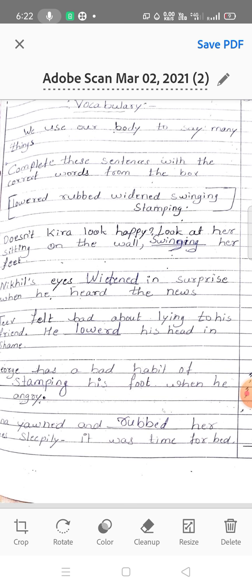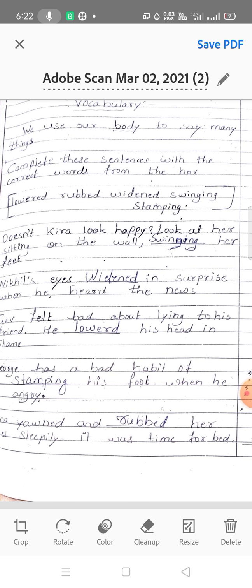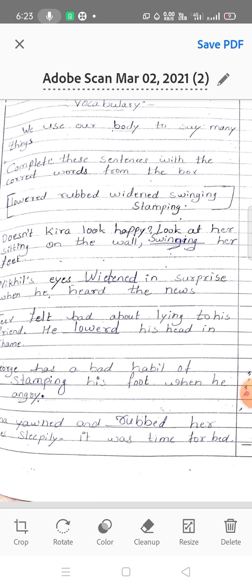Lowered, rubbed, widened, swinging, stamping. Okay, you have to use these words in your fill-ups. You have to fill those gaps with the help of this box. Doesn't Kira look happy? Look at her sitting on the wall, swinging her feet. Swinging means hilana.